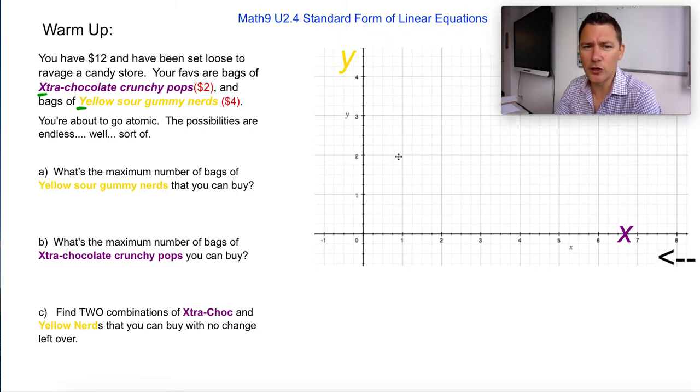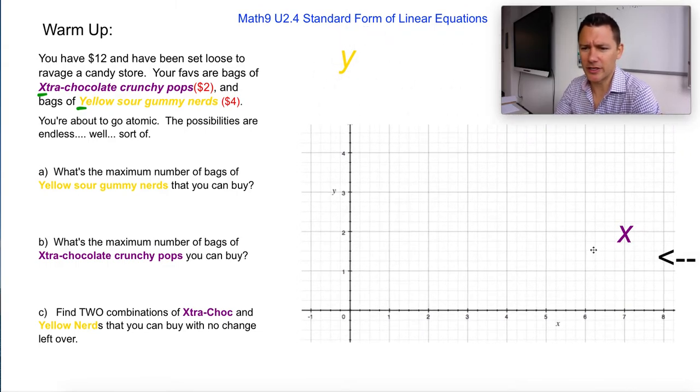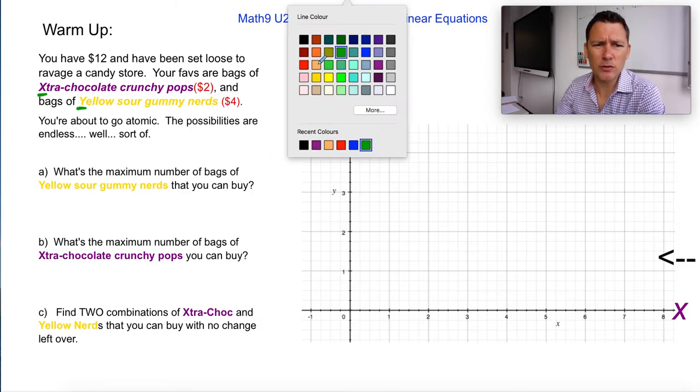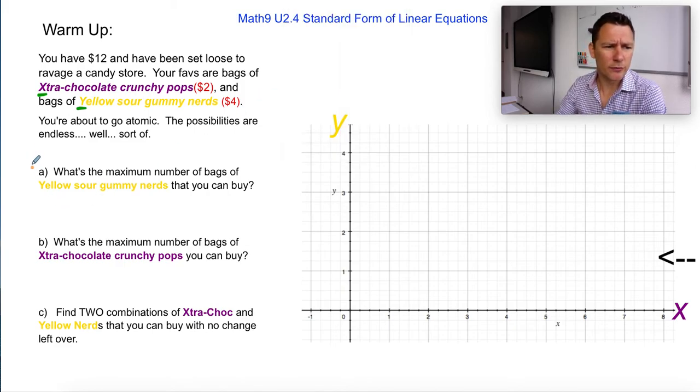What we want to do is look at what are the possibilities, because you sort of have integer numbers that you can buy. So let's think about on the yellow side. We'll go with something yellowish. So for this one, what's the maximum number of bags of yellow sour gummy nerds that you can buy with your $12? Pause me and think about that. What's the most if you just bought yellow sour gummy nerds and no extra chocolatey? How many could you buy?